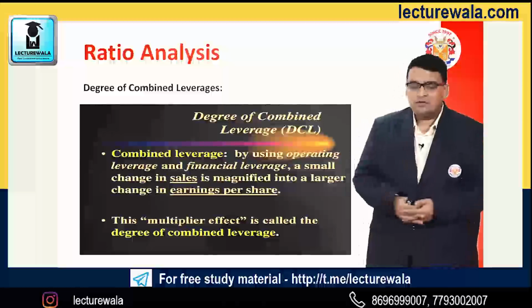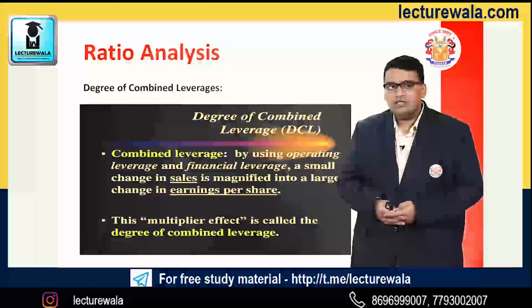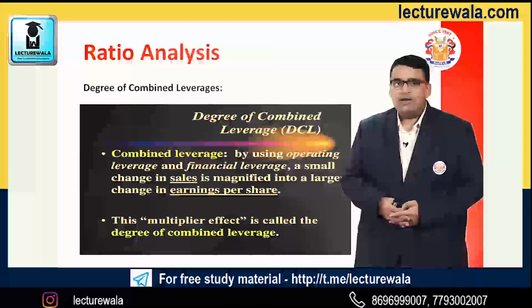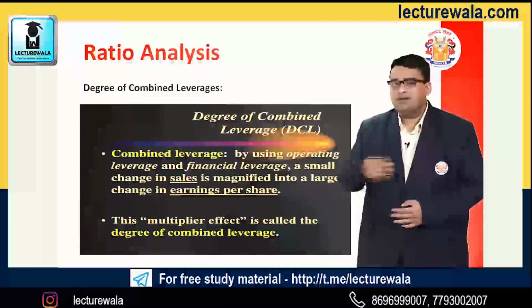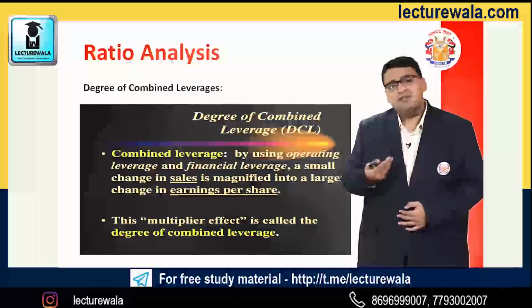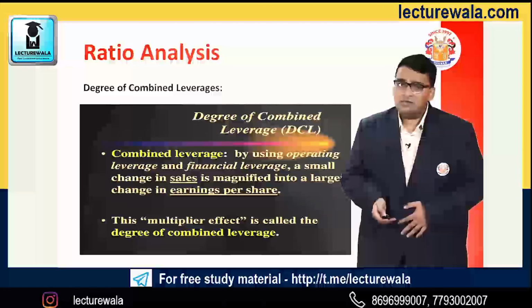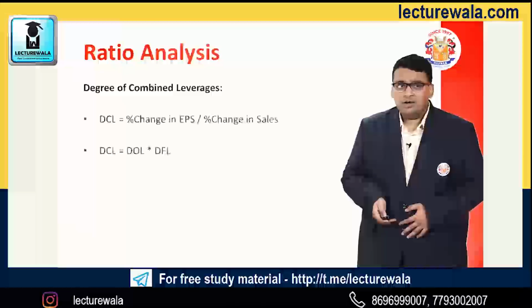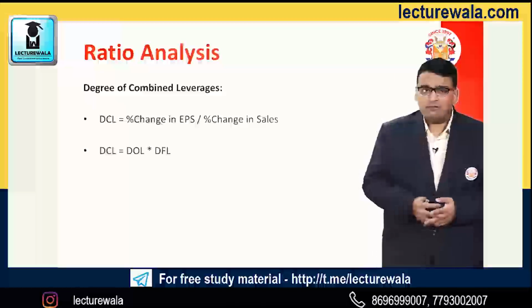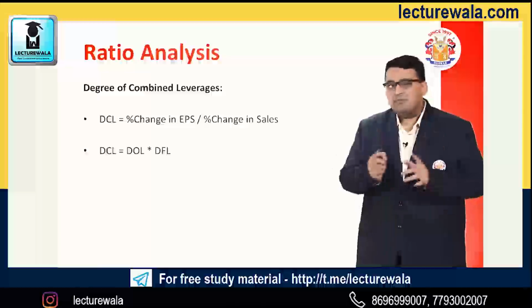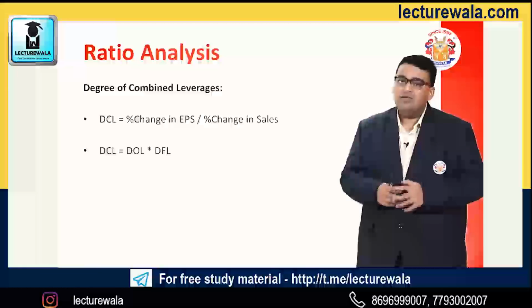In combined leverage, by using operating leverage and financial leverage, a smaller change in sales is magnified to a larger scale, that is known as the change in EPS. This multiplier effect is called the degree of combined leverage, that we have discussed. So what do you mean by the term combined leverage? Now, if we try to see the formula of combined leverage, if there is a percentage change in sales, there is a percentage change in EPS.